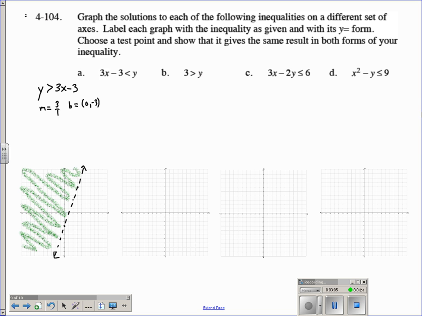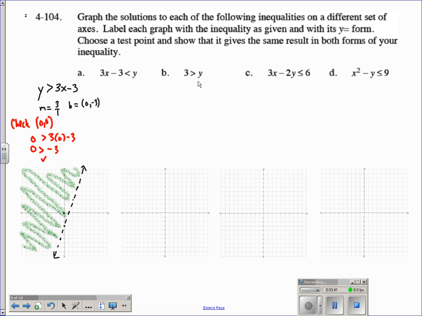I'm going to check my answer right now by picking a point from over here and plugging it in to make sure it's a true statement. My favorite point to plug in anytime I can is the point 0, 0. So 0, 0 falls on this side. Let's check it. Our check, we're going to use the point 0, 0. So I'm going to plug in 0 for y. 0 is less than 3 times 0 minus 3. That ends up being negative 3. And 0 is greater than negative 3, so we know we are right.